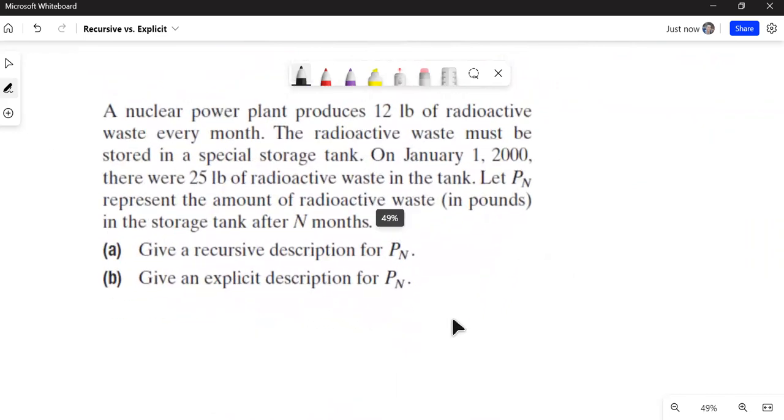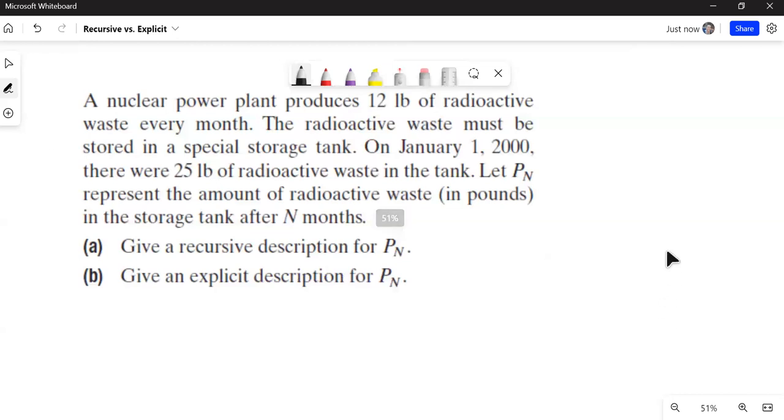We're just going to give a little recursive and explicit formula for this problem. A nuclear power plant produces 12 pounds of radioactive waste every month. Because you might think, okay, which letter is that? Well, that's the change. That's the D. So D is 12. The radioactive waste must be stored in a special storage tank. On January 1st, 2000, there were 25 pounds of radioactive waste in the tank. Okay, that's how much we already had. That's P naught. That's what we started with. We started with 25 pounds of waste.